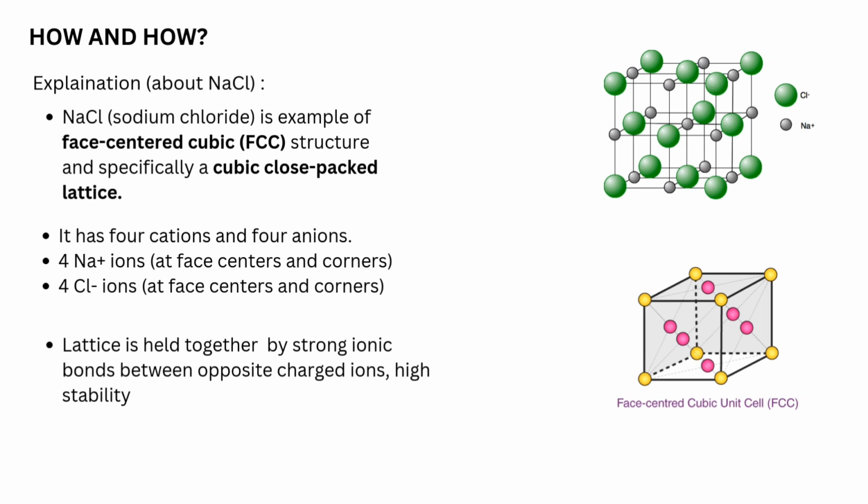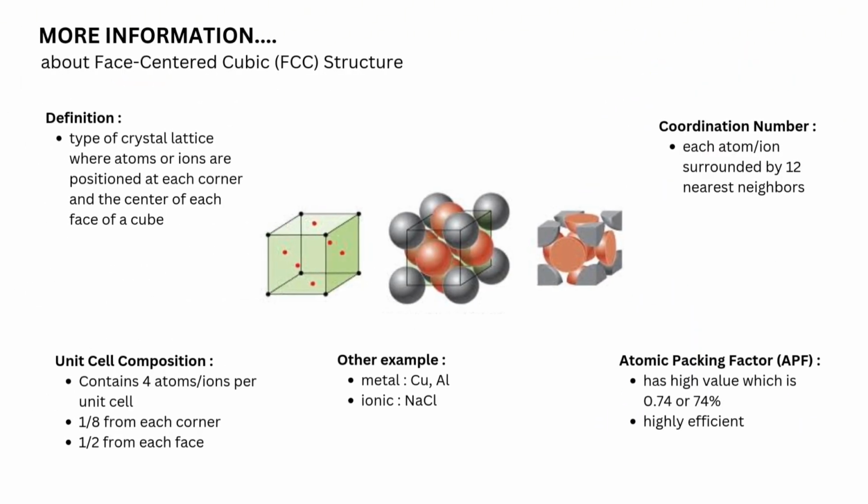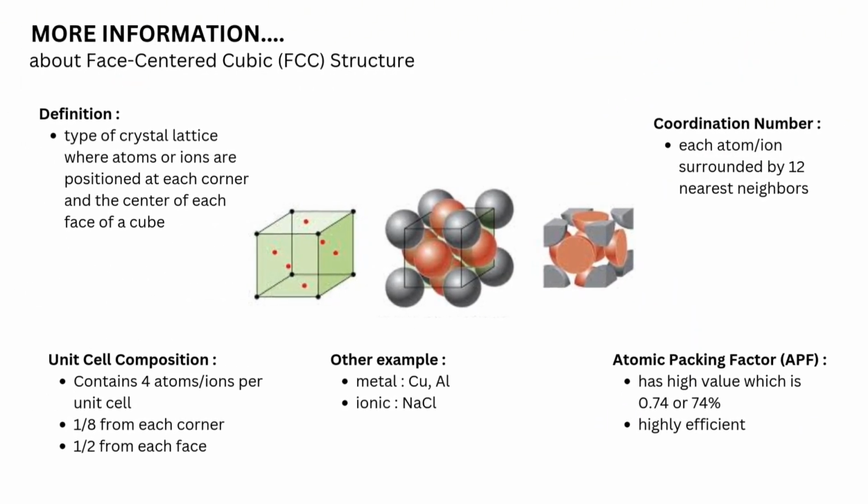NaCl, or sodium chloride, is an example of a face-centered cubic (FCC) structure, and specifically a cubic close-packed lattice. It has 4 cations and 4 anions, which are at the face centers and corners and also alternating at the face centers and corners. The lattice is held together by strong ionic bonds between oppositely charged ions, and it gives the crystal high stability. We go through more information about the face-centered cubic FCC structure.